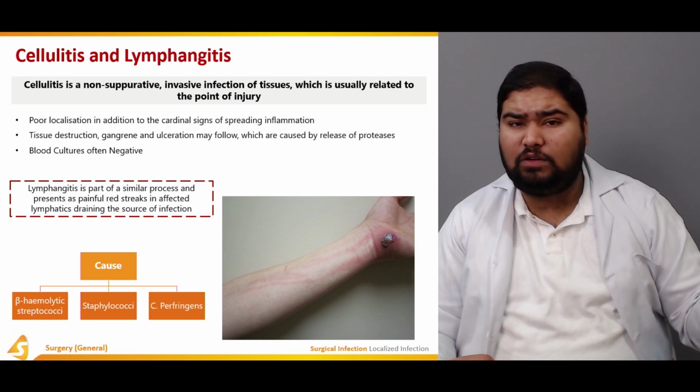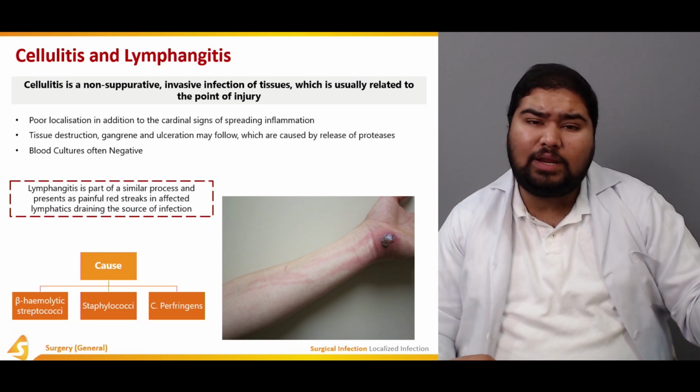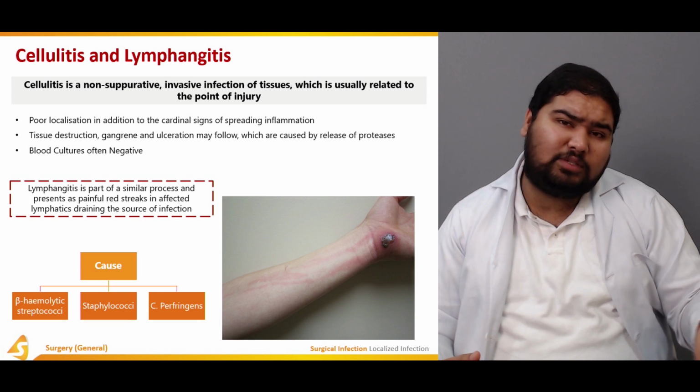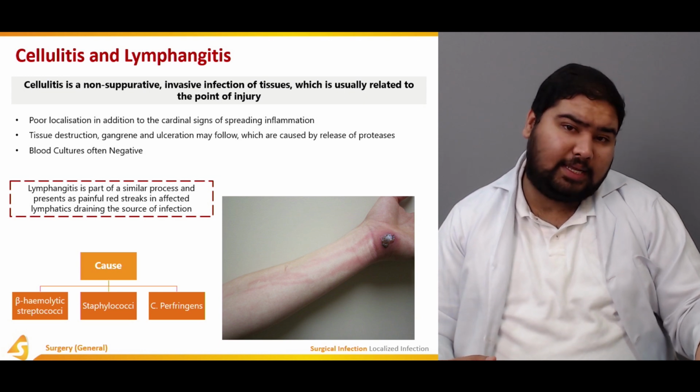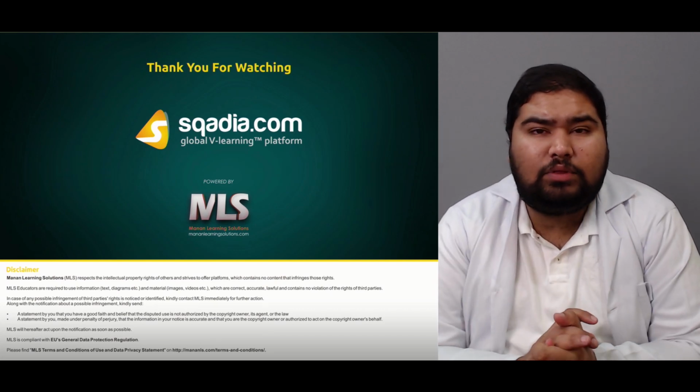Cellulitis is the inflammation of cells which is non-suppurative and associated with the point of entry. Lymphangitis is the inflammation of the lymphatics which are draining that particular area. So this was all about this section.